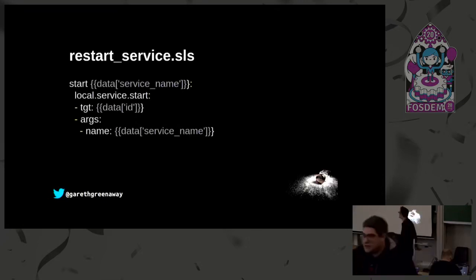Within that reactor file, if we define start and then, using some Jinja, data with the service name, local.service.start, and then the target, this will cause the service on the targeted minion to go ahead and restart.